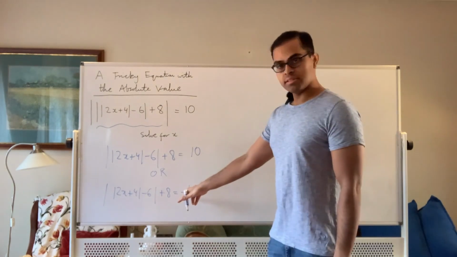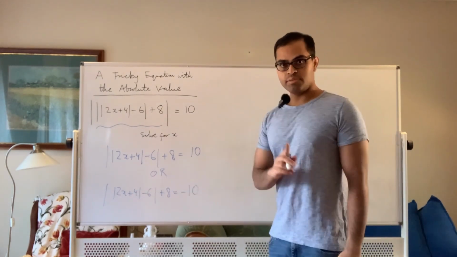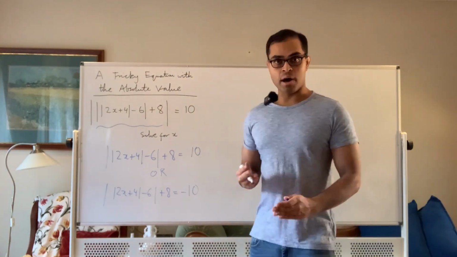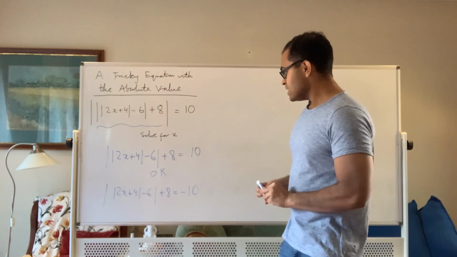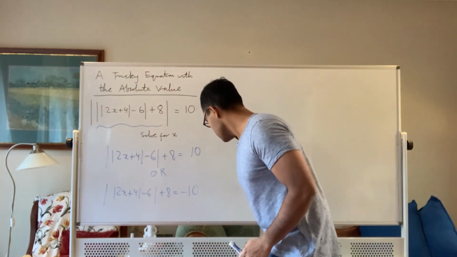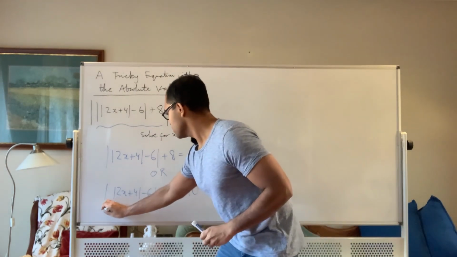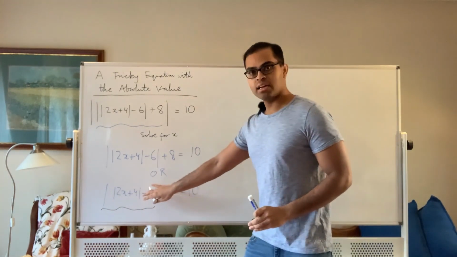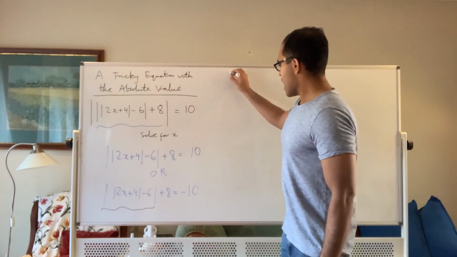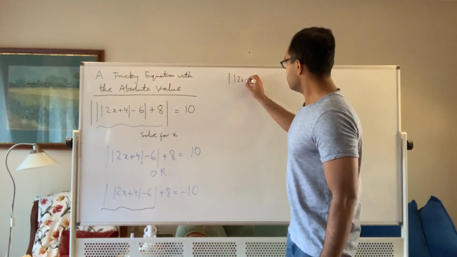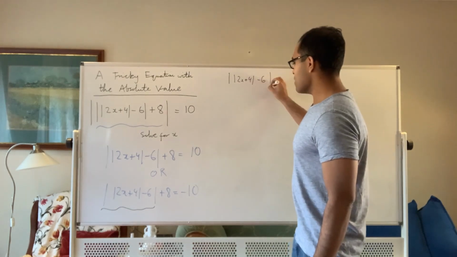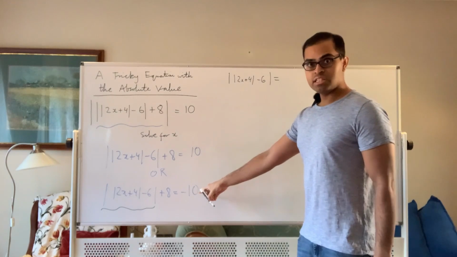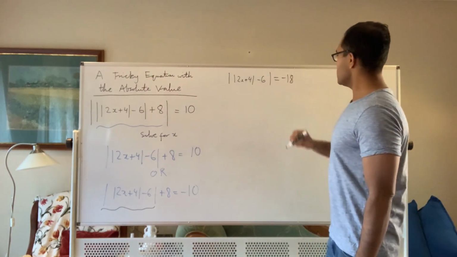Let's look at this bottom one first, and there's a reason for that. What you want to do again is isolate the x part. In this case, the x part is going to be this expression I'm going to underline in black. I can't really simplify it just yet, so I'm going to put that to one side of the equation. I'm going to write down absolute value of 2x plus 4 minus 6, absolute value. If you subtract 8 from both sides of this equation, you're going to get negative 18 on the right hand side.